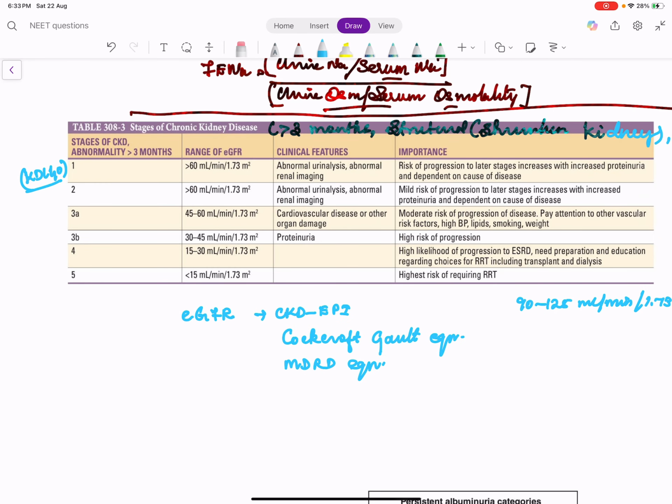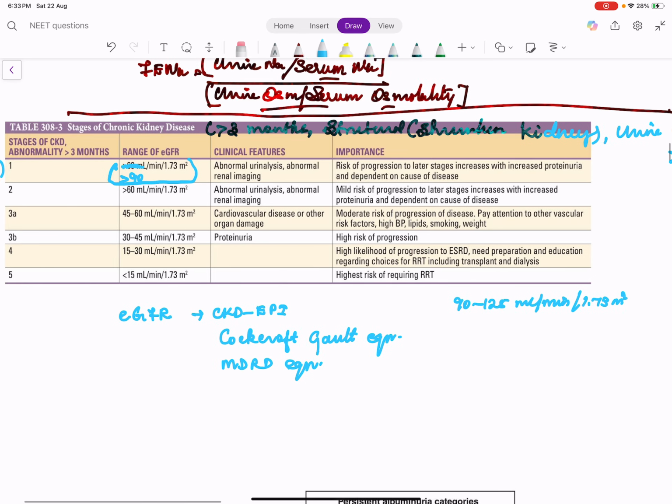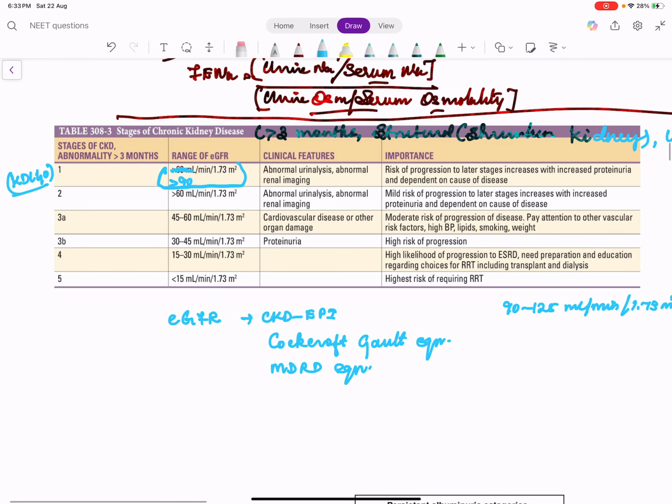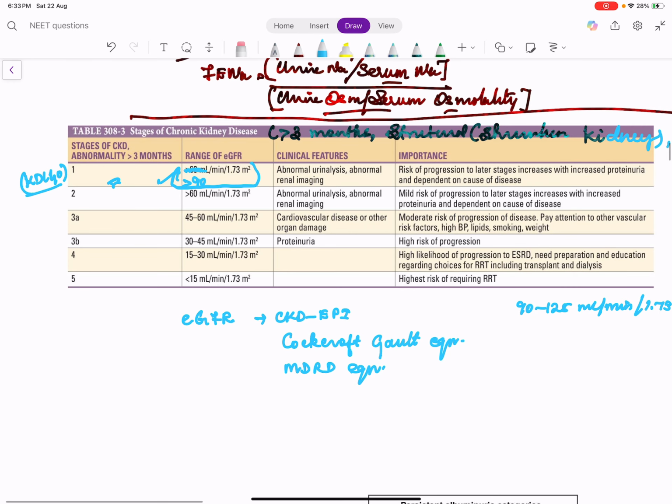So when do you say CKD stage 1? CKD stage 1 is actually normal GFR. So that is renal failure with normal GFR. What is said is that in the initial stages there will be hyperfiltration, or when some part of the kidney is diseased, the other part undergoes hypertrophy. So there will be increased filtration. That is why, in spite of having a kidney disease, there is a normal GFR. So eGFR more than 90 ml per minute per 1.73 square meter is CKD stage 1.